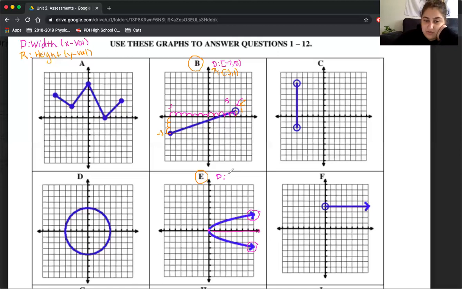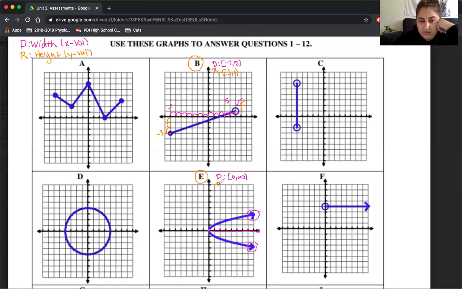So the domain goes from 0 to positive infinity. And whenever we have infinity, we use a parenthesis because it's not like a definite point. It just keeps going on forever. Okay, so our domain is from 0 to infinity.